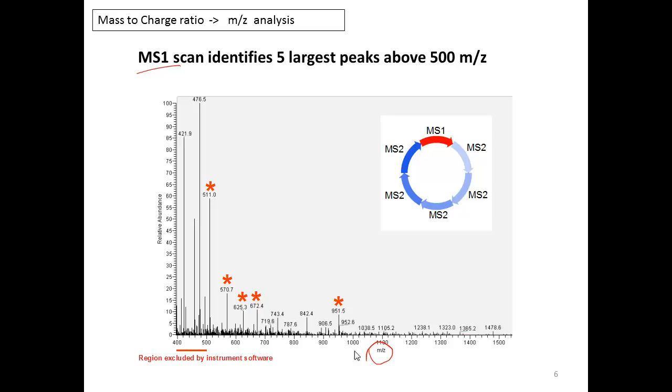The next thing the mass spectrometer will do is the data acquisition software will quickly identify 5 of the largest peaks in a region of interest, so it's not counting anything below 500. Then it's just going to pick the large 5 peaks. And then it's going to, in turn, do MS2 spectra. So on the first MS2 scan, we'll analyze the 511 peak. And the second MS2 scan will analyze the 570.7 peak, and so on.